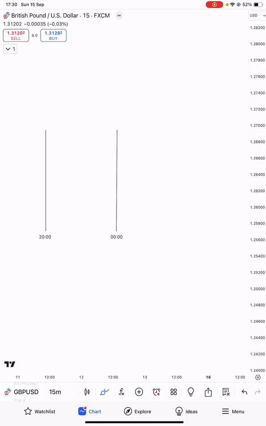and especially only for Western currencies like the euro dollar, pound dollar, USD CAD. Why? Because if you trade USD JPY, usually the Asian session is really active because it's the JPY. Same for USD NZD, AUD USD.